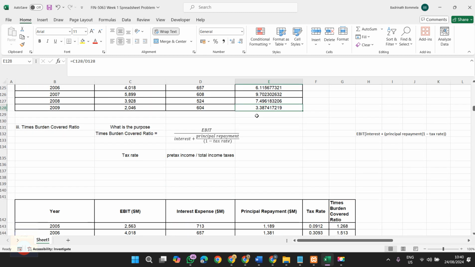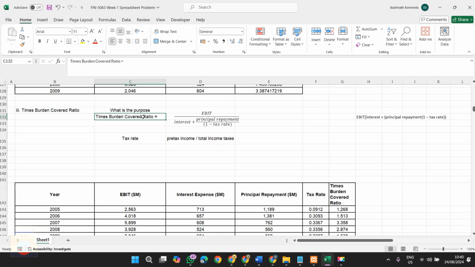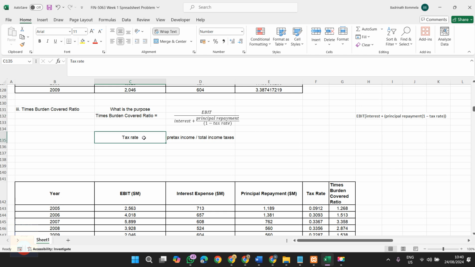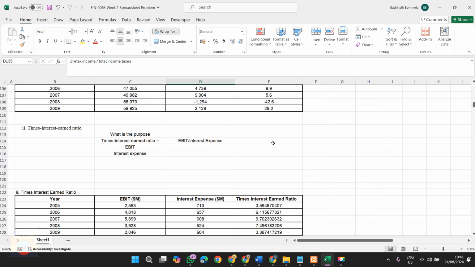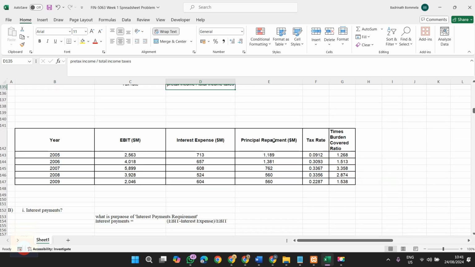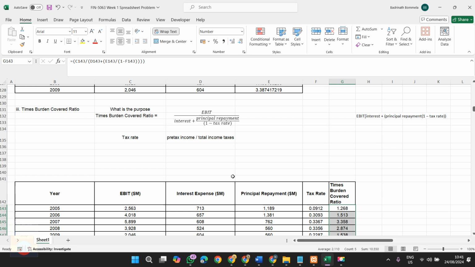All right. Next, the tax burden ratio. Just discuss the purpose and the formula. Here we need the tax rate. The tax rate is calculated using this formula. We have the pre-tax income value and the total income taxes value in the data provided above. From that you will take the values and perform the analysis, and from that we got these ratios. Just cross check on the internet.